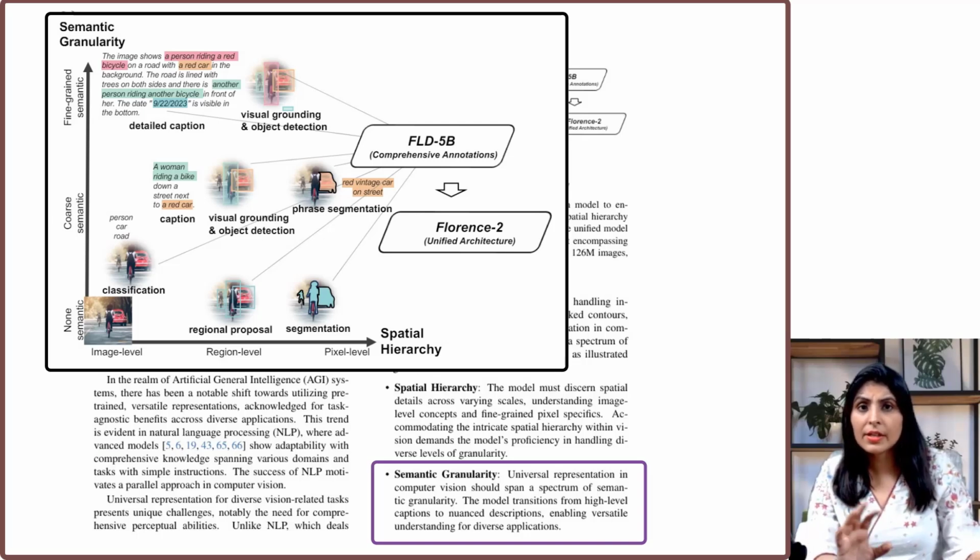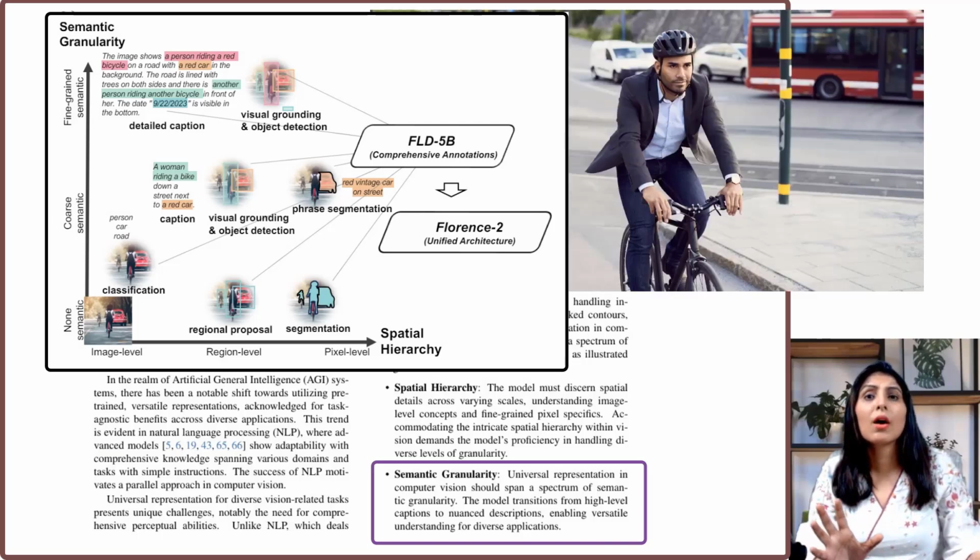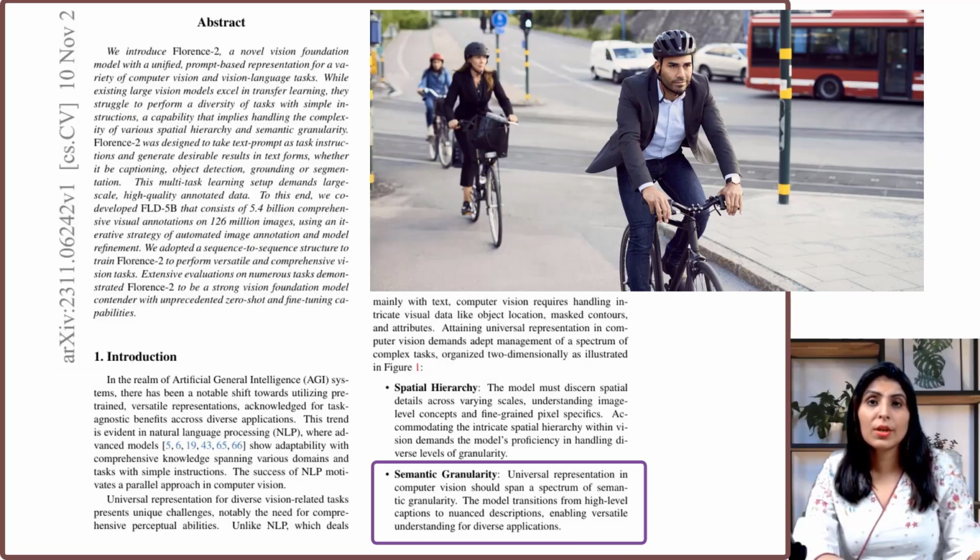So for example, in a street scene, it's not just about recognizing a person on a bicycle, but also noticing details such as what color clothes the person is wearing or what model the bicycle is. This level of detail helps in accurately describing and understanding the visual content.